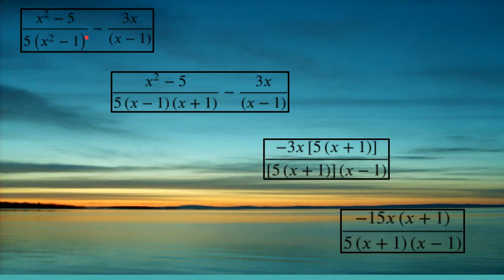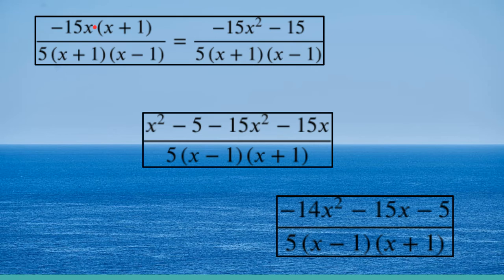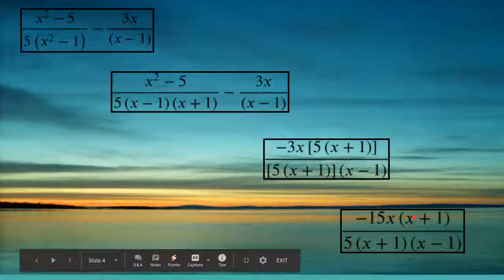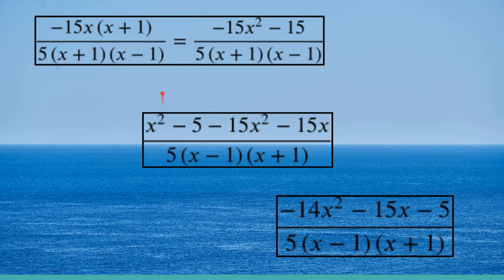Now this is the simplified version. When you multiply negative 15x by x, you get negative 15x squared, and negative 15x times 1 is negative 15x. The bottom just stays like this. You want to leave it factored.